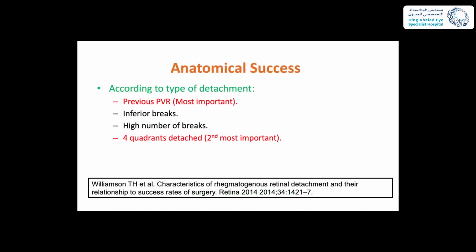When we talk about anatomical success, we also need to talk about the type of detachment. What are the characteristics of the detachment that favor good success? First of all, a previous pars plana vitrectomy speaks of a worse success rate. Patients with inferior breaks also have a worse rate, as do a high number of breaks and a four-quadrant detachment. Probably these four characteristics of the retinal detachment predict that it is not going to be successful after one surgery.